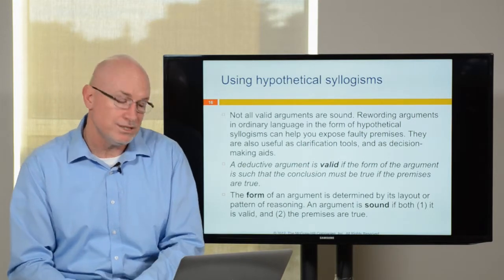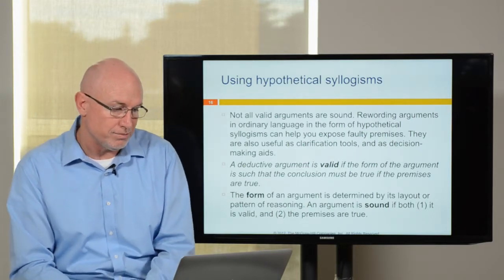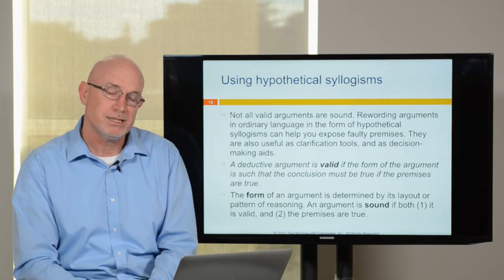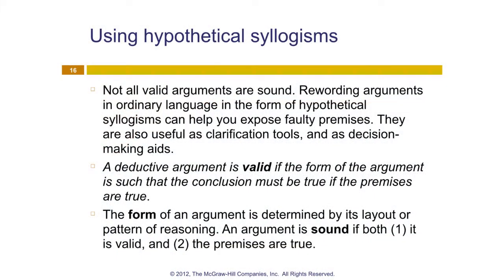A deductive argument is valid if the form of the argument is such that the conclusion must be true if the premises are true. The form of an argument is determined by its layout or pattern of reasoning. An argument is sound if both, one, it is valid, and two, the premises are true.